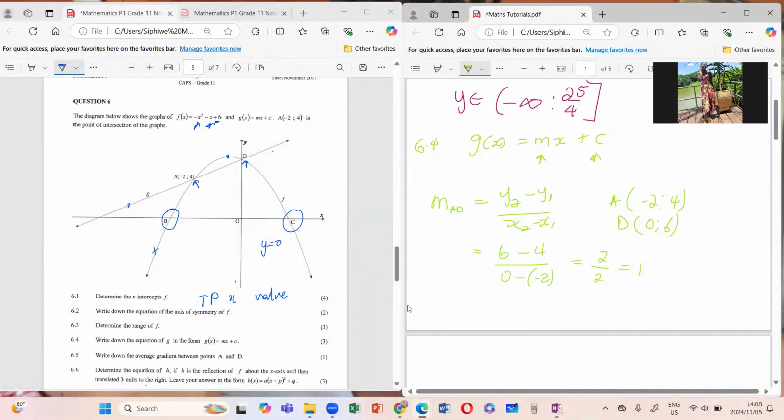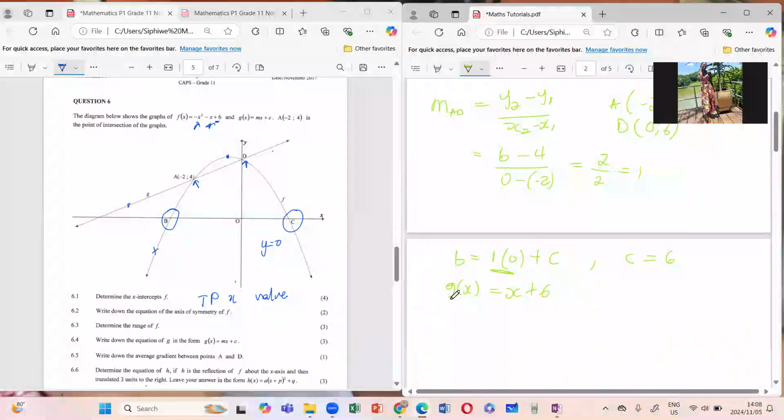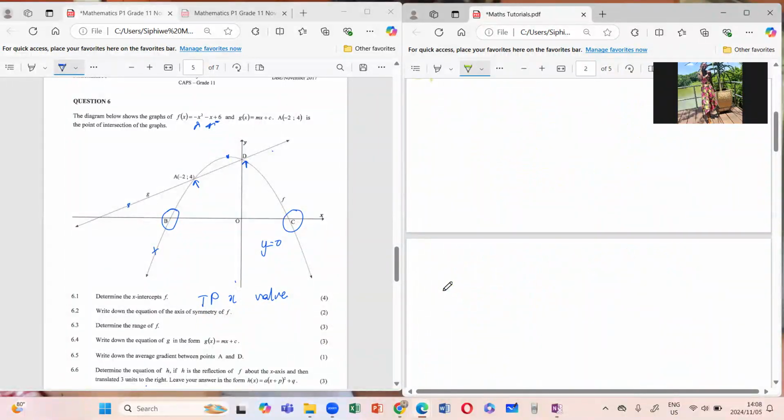Then we can pick 1 point. Let's pick point D and calculate what the value of c is. So y is 6, and then our gradient is 1, x is 0, so all of this becomes 0, which means c is equal to 6. Then to put everything together, our gradient is 1, so there's no need to write it. So x plus 6 is our equation.